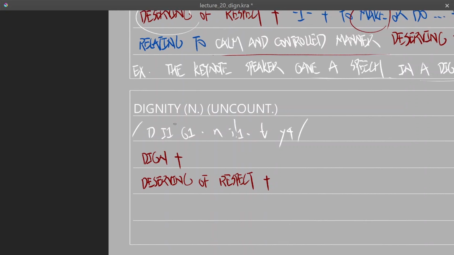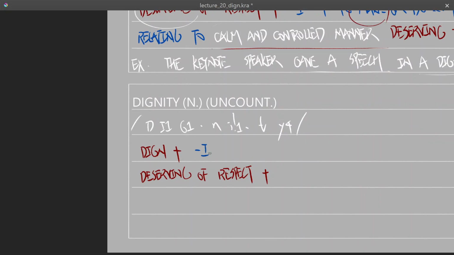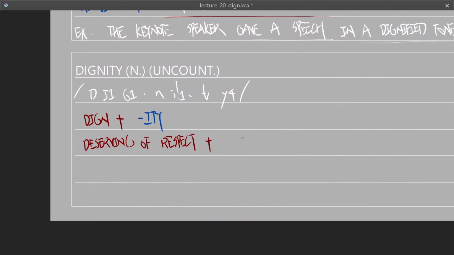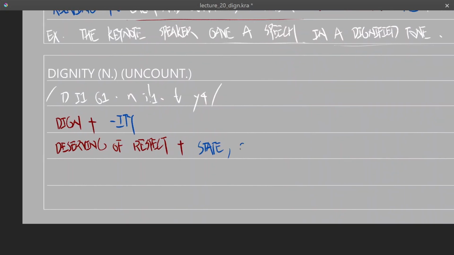And next we have IT. The noun suffix IT, meaning state, condition, or quality.